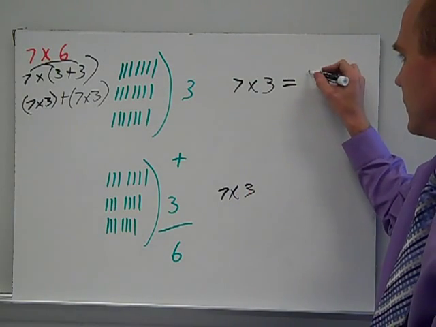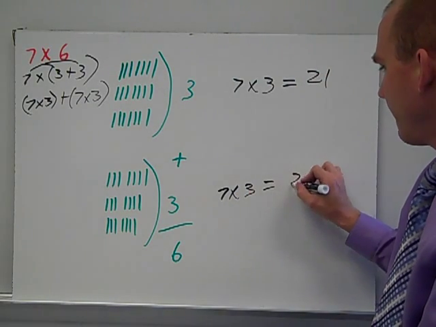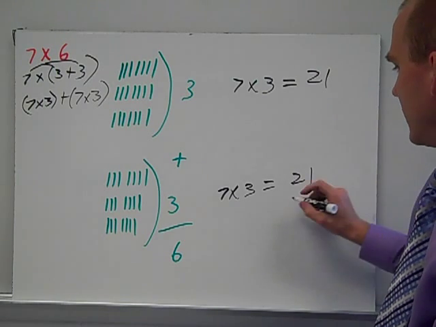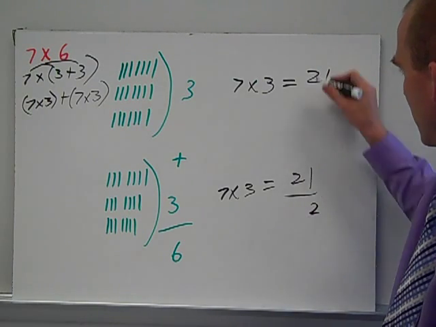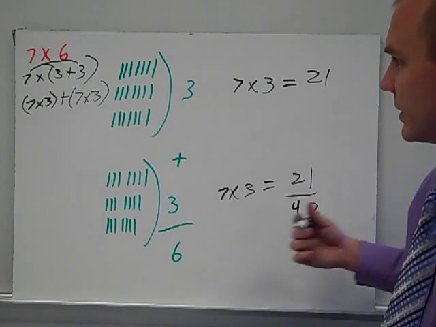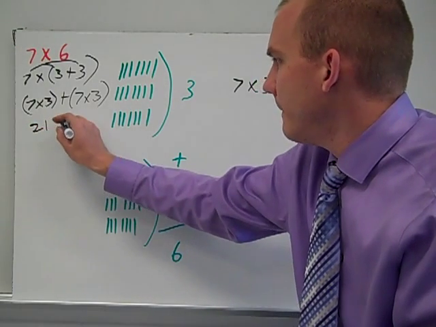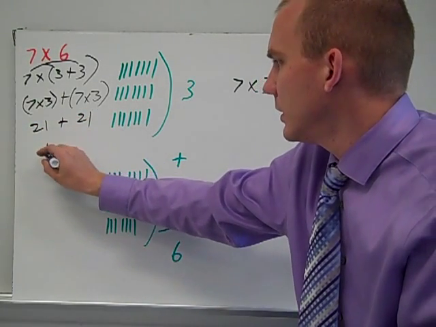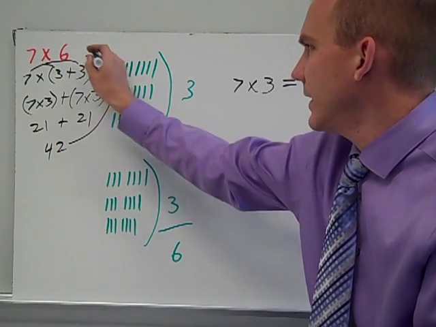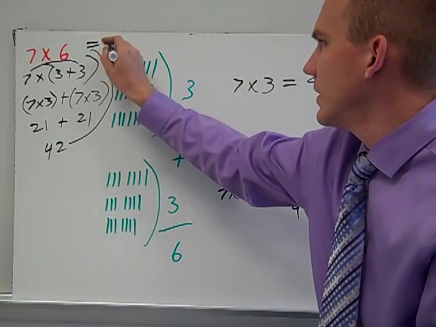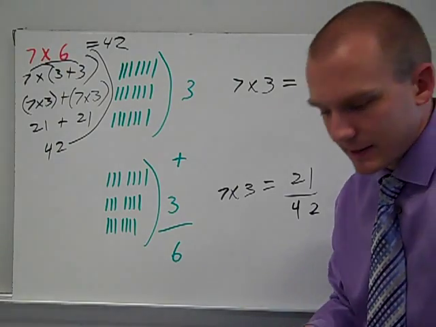7 times 3 is 21. It's the same both times, and I just add it up. 21 plus 21 is 42. So 21 plus 21 equals 42, and we already figured out that 7 times 6 equals 42 on the last slide.